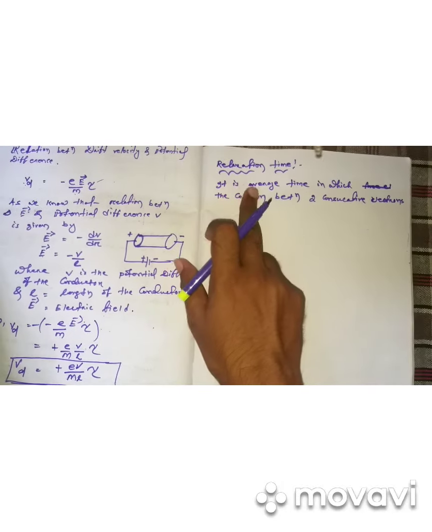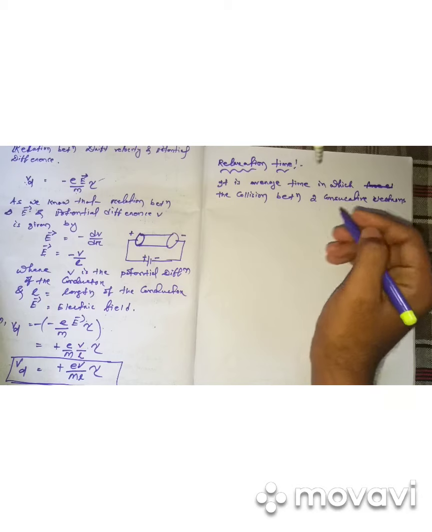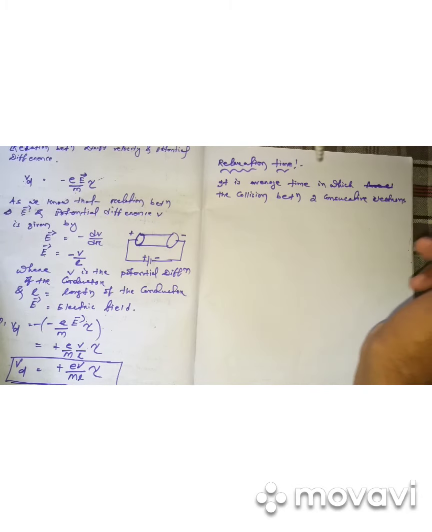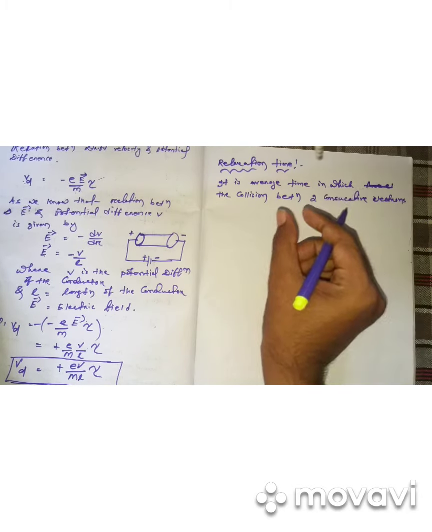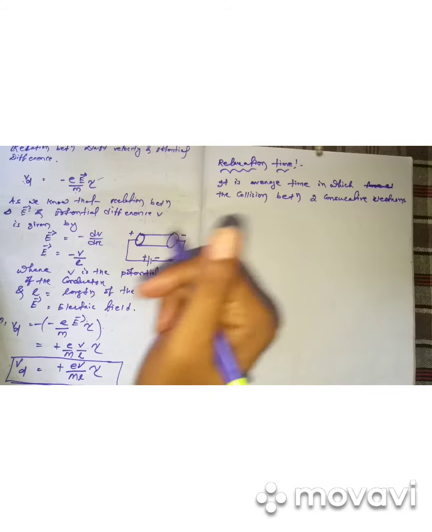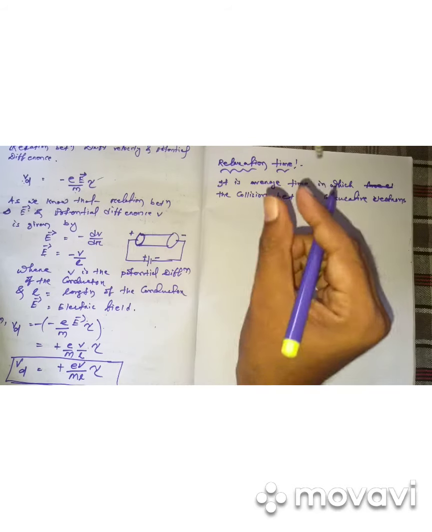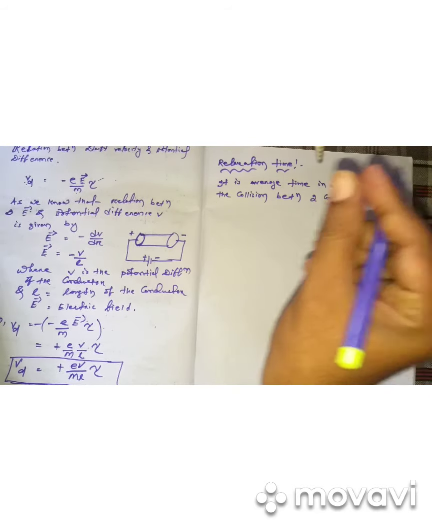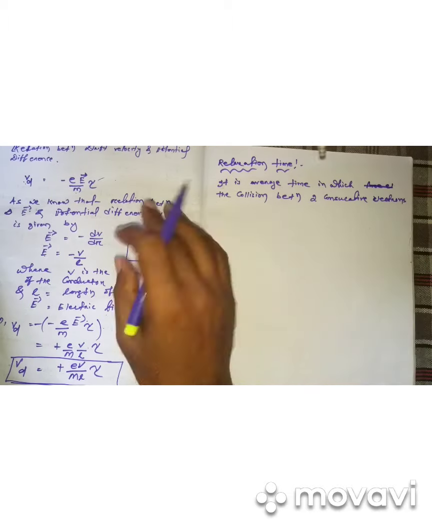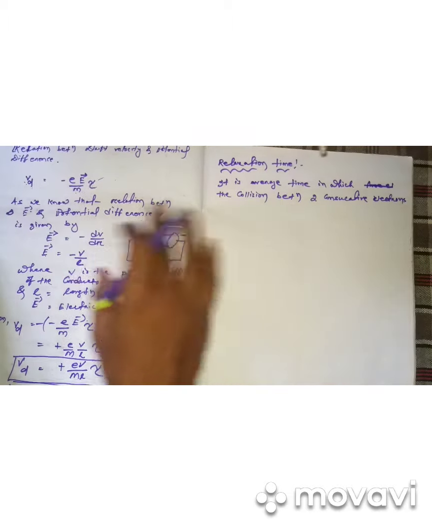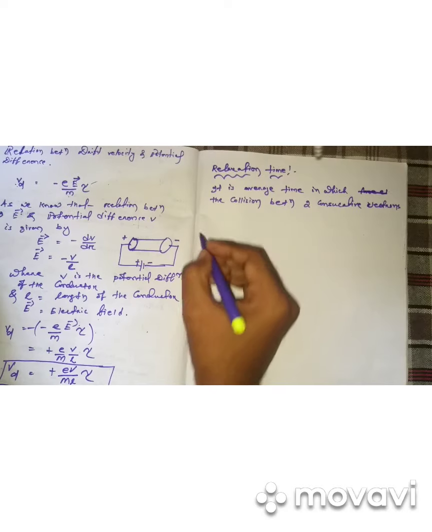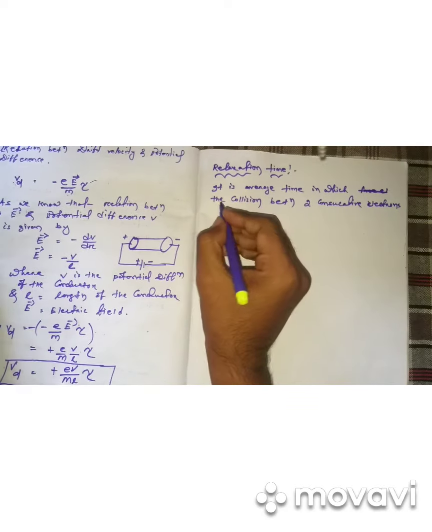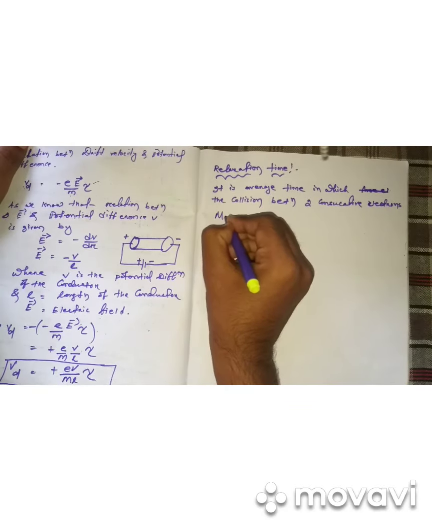So relaxation time is the net average time in which the collision happens between two consecutive electrons. It is the average time in which the collision between two consecutive electrons occurs, and that is called relaxation time. Next thing is mean free path.